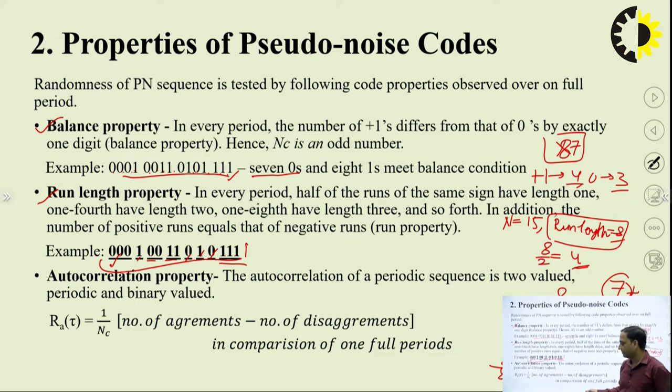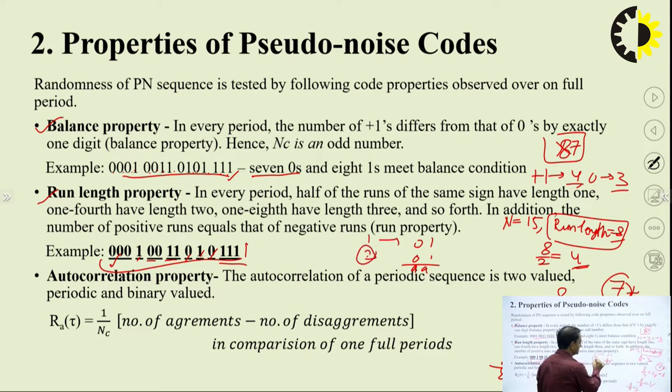So when we have this type of sequence, I will tell you about agreement and disagreement. If we have 0, 0, 1, 1, in this case, this is the agreement. It means the first PN sequence and the second PN sequence, we are getting 0 in first and 0 in second. So both are same. So this is the agreement. If we have a 0, 1 and 1, 0, so in this case, this is the disagreement, right? So we have to count in the PN sequence and then we can put it into this formula.